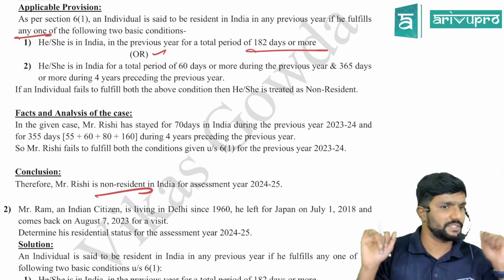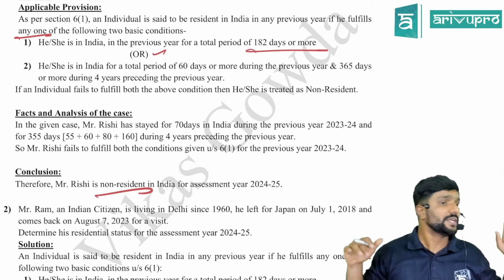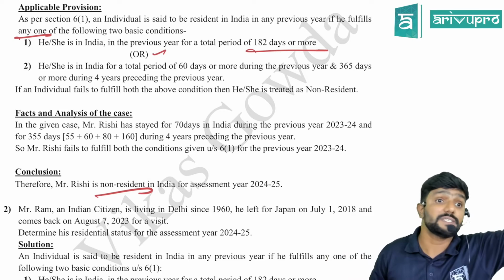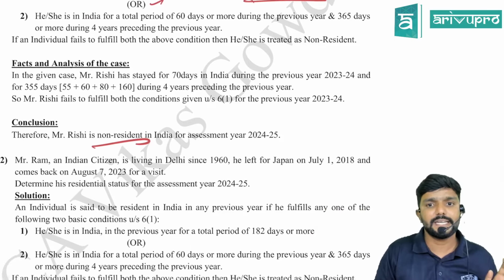This is the provision. Agree? For this question only this much is applicable. I have stopped it there. If required, then I have to give connection to 6 also, but for this question, it is not relevant. Okay. Facts and analysis of the case.